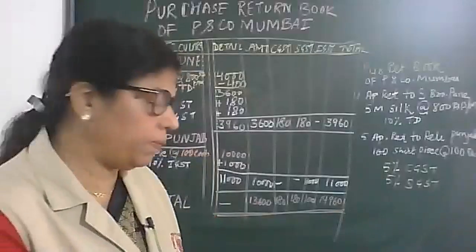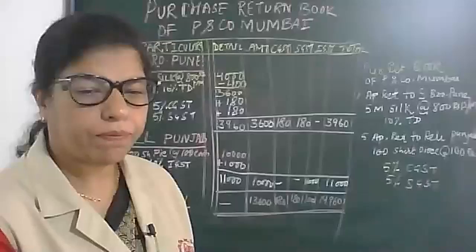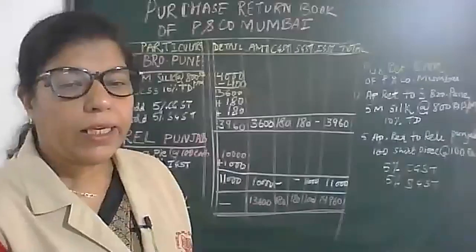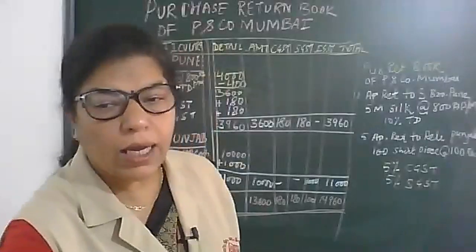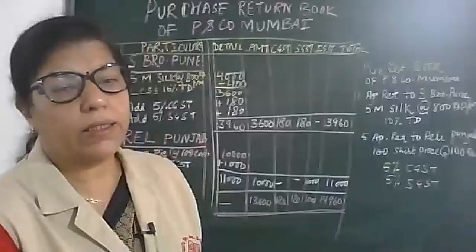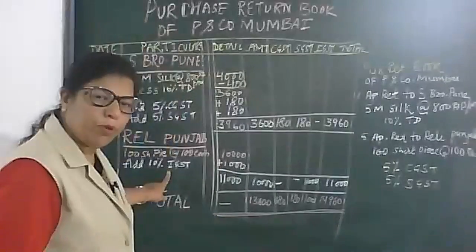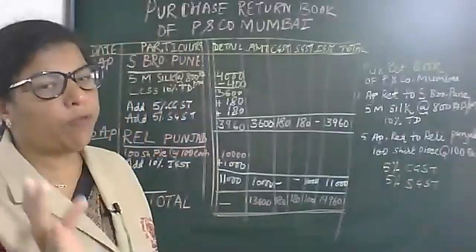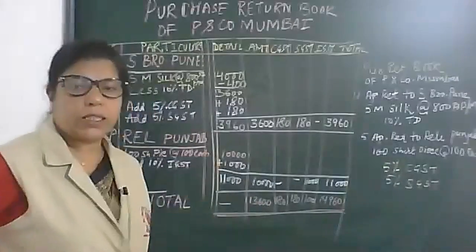IGST means, what is the full form of IGST, Noel John? Integrated Goods and Service Tax. Very good. Excellent. So integrated means the sum or total of CGST and SGST. So the 10% tax is imposed here, but 5% will go to the central government and 5% to the state government. That's why 10% IGST.